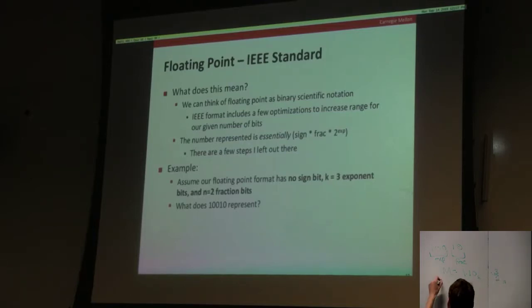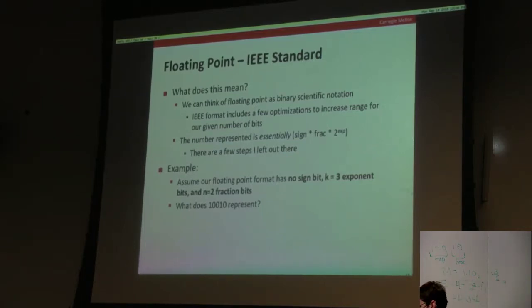And then we have e. So what's our exponent? Our exponent is 1, 0, 0, which is equal to 4 in decimal. And what's our bias? Our bias is 2 to the k minus 1. So we've got 3 exponent bits, so k is 3, minus 1 is 2. So 2 to the 2 minus 1. So that's 4 minus 3 equals 1. So m is 3/2, e is 1.